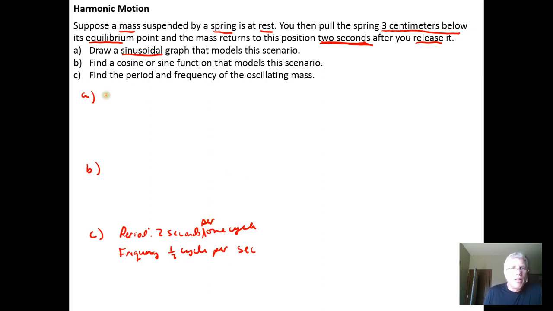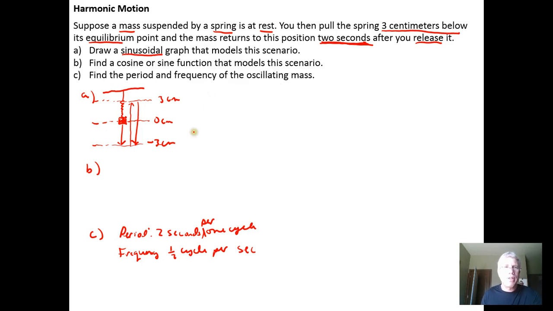So if we start with a rough sketch, before we do the sinusoidal model, we know that we have a mass. It is suspended on a spring. It's at equilibrium, which is the 0 mark, and we're measuring in centimeters, so this would be the 0 centimeter mark. If we then pull that mass down 3 centimeters below equilibrium, we'll be at the -3 centimeter mark. When we release it, it will bob back up, ignoring any damping forces, to 3 centimeters above equilibrium, and then it returns back to whence you released it in 2 seconds. 2 seconds to get back to where you released it from.